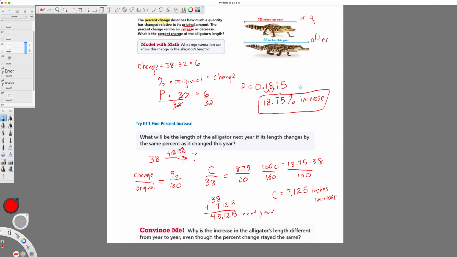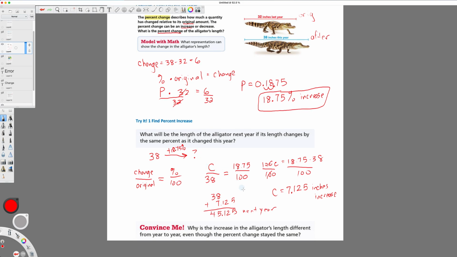Now you may notice that the increase was 18.75%, and then we did that same increase again, but now it changed by more than it did before. Before it changed 6 inches, and this time it changed 7.125. And this question down here at the bottom kind of gets at that. Why is the increase different from year to year, even though the percent change stayed the same? And it's simply because of what it's being compared to. This first time it was compared to 32. This second time it's compared to 38.